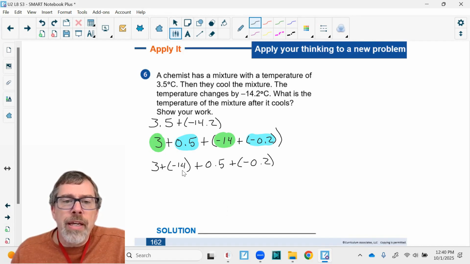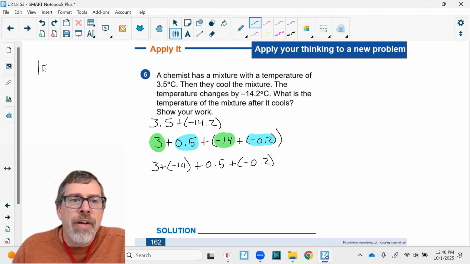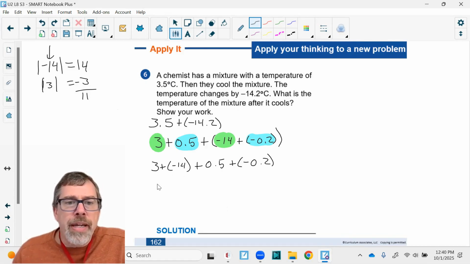So 3 plus a negative 14, well, then I take the absolute value of negative 14, and that is 14. I take the absolute value of 3, and that is 3, and I subtract them, and I get 11. The sign of the greater was negative, so this is negative 11. Okay? So I've just done this piece.